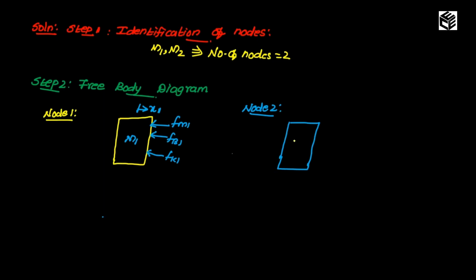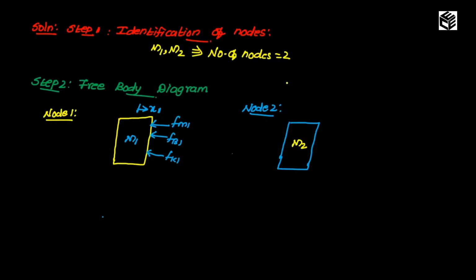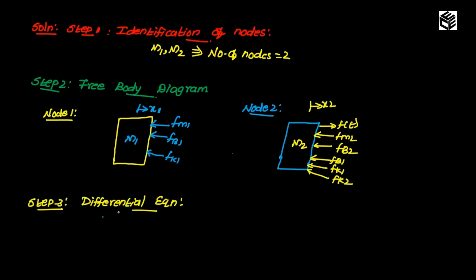Next I am going to draw the free body diagram for node M2. To the node M2 we have B1, B2, K1, K2 and F of T. So we have an applied force F of T, and the opposing forces are FM2, FB2, FB1, FK1, FK2, and the displacement is x2. So our step 3 is writing the differential equations.